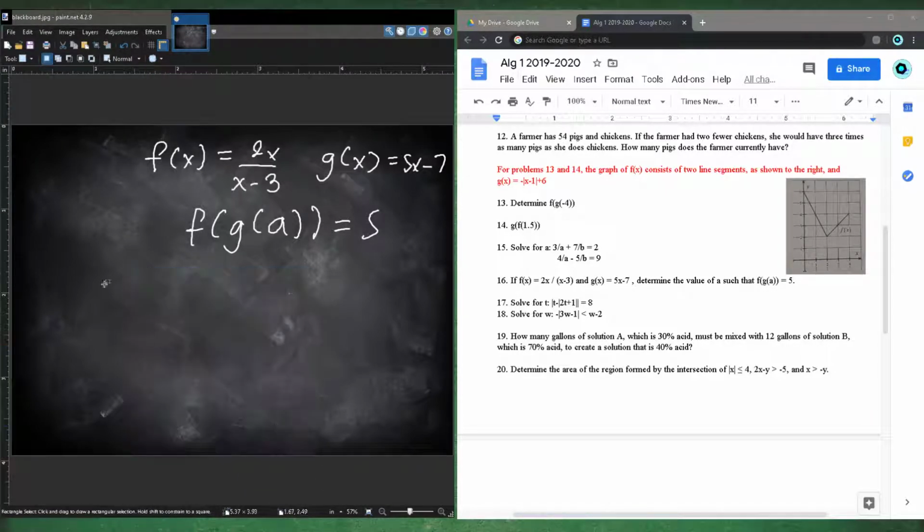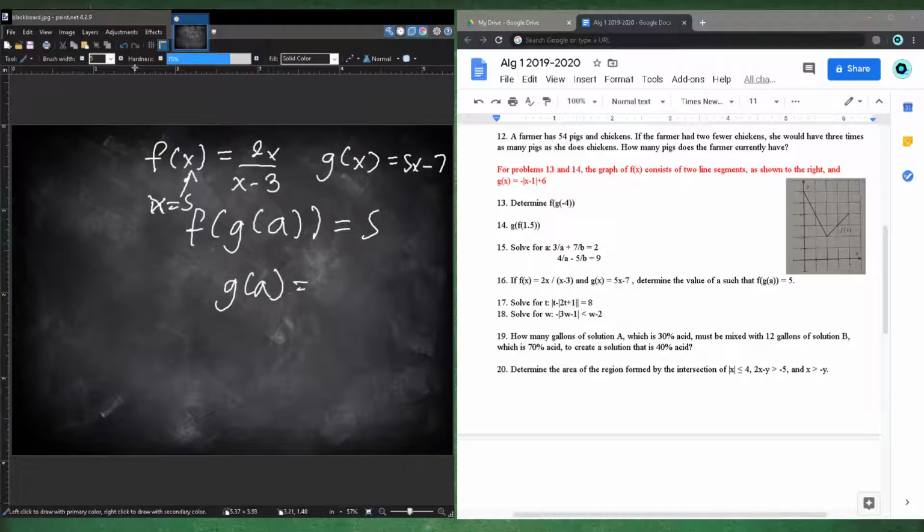So we know that's true. And now we're going to plug in. So that means this variable where x is equal to 5, right? And that will give us our 5 output. So that means g of a, which is where x is equal to 5, has to equal 5, right? So that means g of a, which is our x, which is 5x minus 7, has to equal 5.